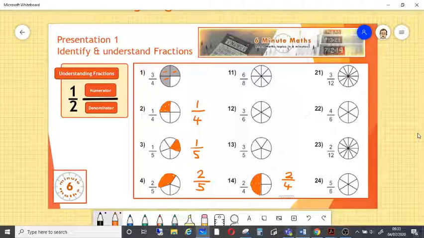Okay, I hope that helps you understand how fractions work. So this one here, number 12, it's split into 6, but it's asking you to shade in 3, so it's going to be, and it's actually the same as a half, that one, if you look at that one. But we'll talk about that another time.